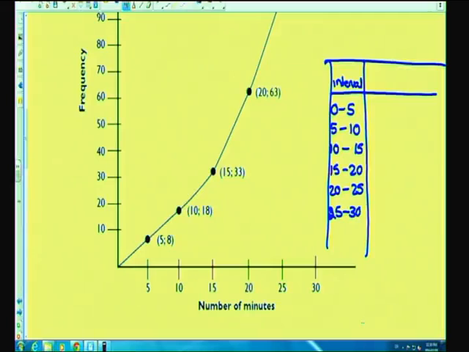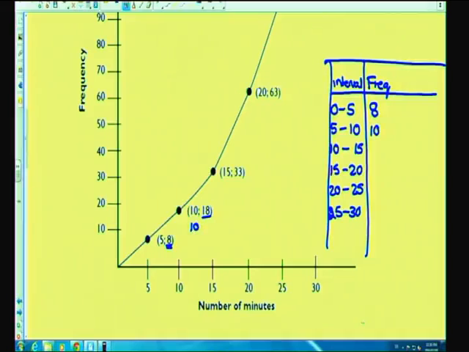Now we just got to be careful because these are the cumulative frequencies. So obviously the first 5 minutes, there are 8 people. And that's easy enough to do. Now in the next 5 minutes, those 8 have got to be taken away from those 18 to tell me that there are actually only 10 people in that division.